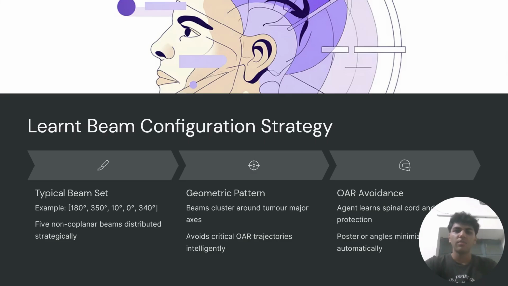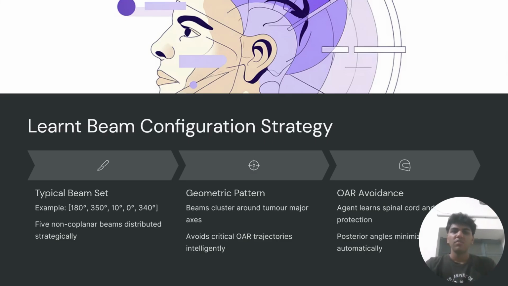If we look at the geometric pattern, we notice that the beams tend to cluster along the tumor's major axis. This means that the model is learning to align the beams with the tumor's natural shape and orientation, ensuring that the radiation dose is concentrated where it's needed most.